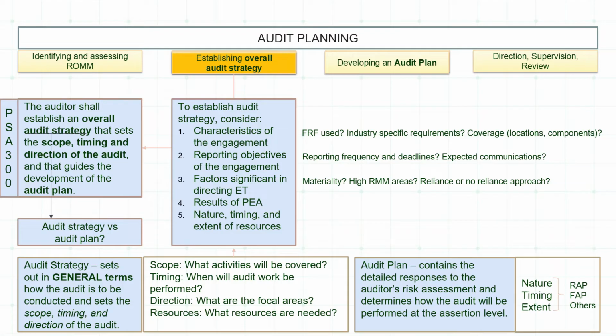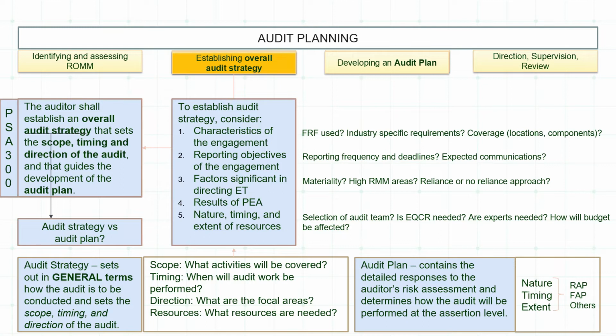So, if you would recall, determining, for example, your competence, your independence, your resources, and the integrity of the client. So, the results of your preliminary engagement activities will affect your overall audit strategy. And then, of course, the auditor will look at the nature, timing, and extent of the resources.